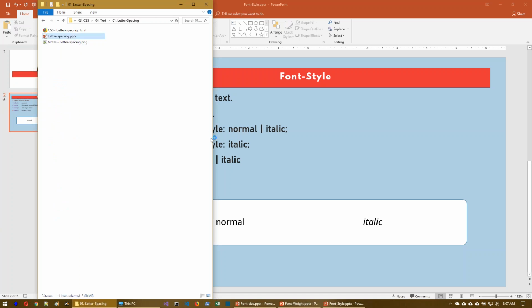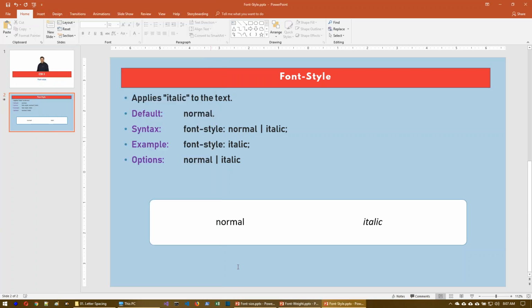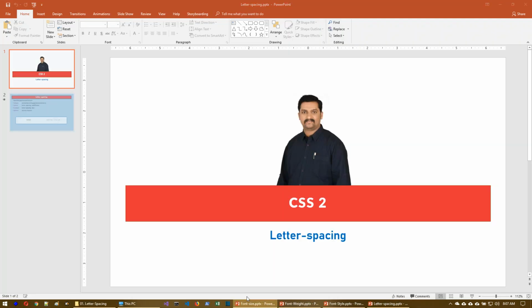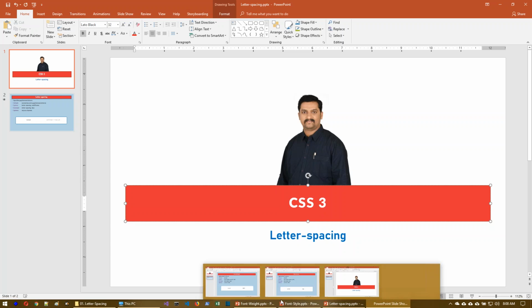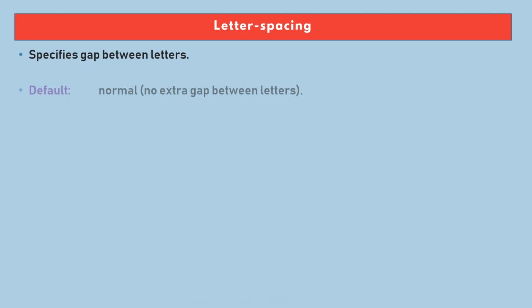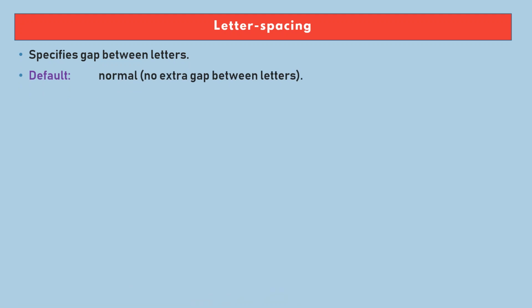Next one, letter spacing. Letter spacing specifies the gap between letters. When we want to increase or decrease the gap between letters, that means between characters, we have to use letter spacing. We have to specify the value in the form of pixels.